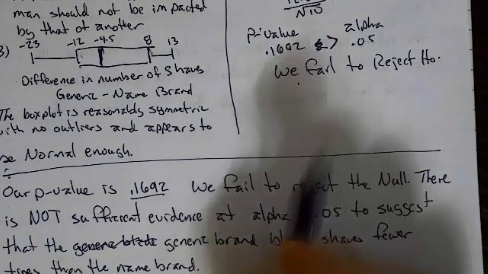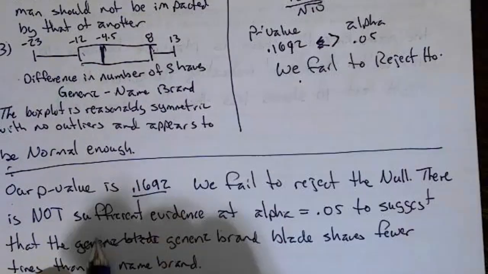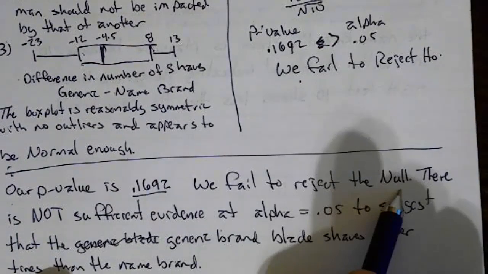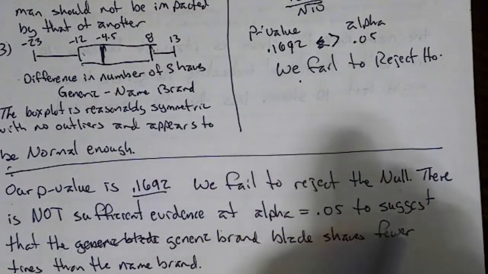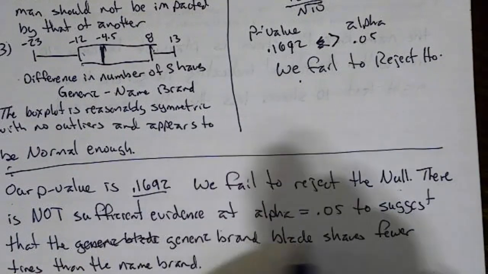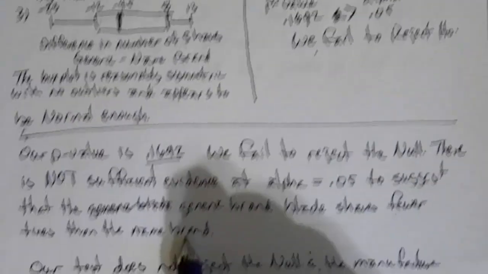Our p-value is 0.1692 that we brought down from above. We failed to reject the null. There is not sufficient evidence at alpha equal 0.05 to suggest that the generic brand blade shaves fewer times than the name brand.